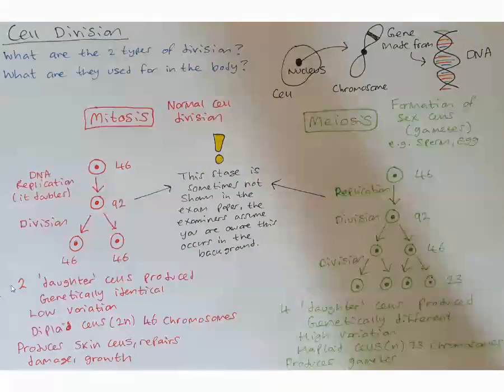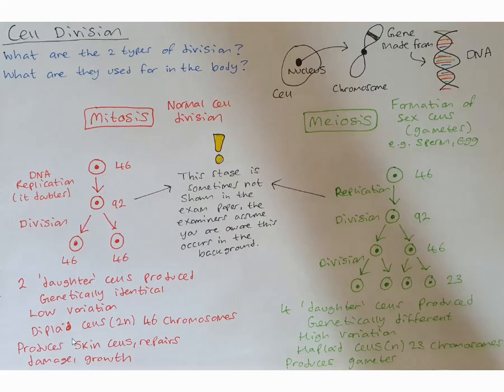So to summarise mitosis, two daughter cells are produced. The cells produced here at the bottom of this diagram are called daughter cells. They're genetically identical because they've got the same DNA as the original cell. They're just copies. So they're genetically identical. There's low variation because they're all the same. Okay, you might get a bit of mutation here and then, but generally they're pretty much the same, so low variation.